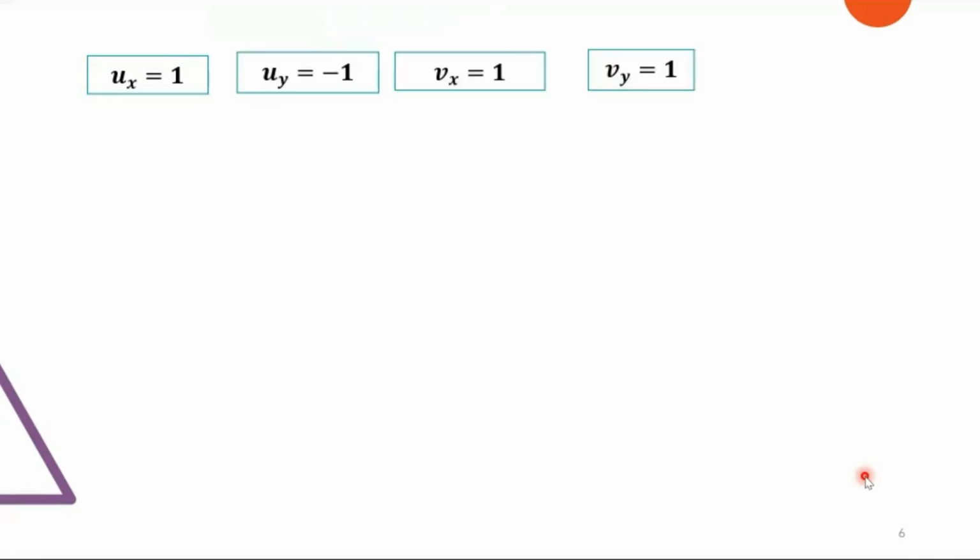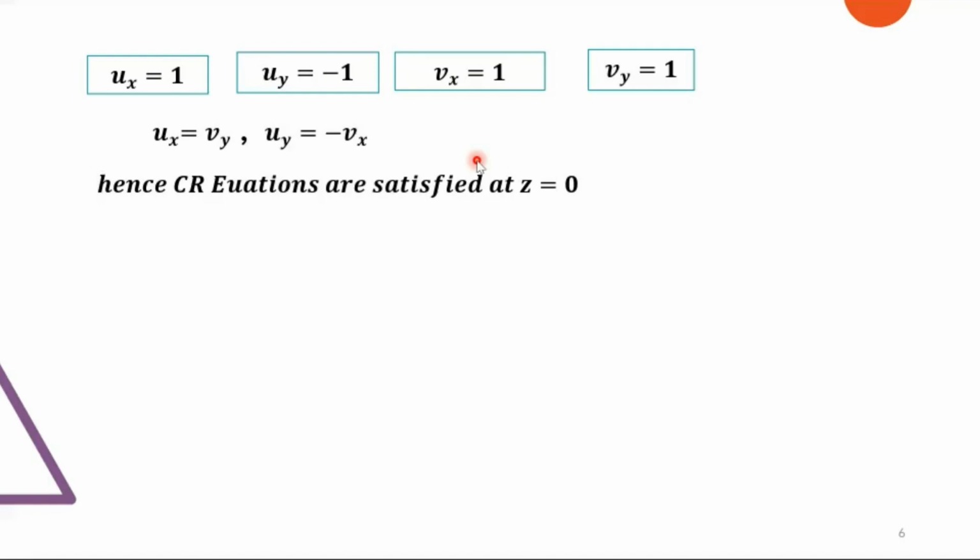So we have ux is 1 and uy is -1. So ux is equal to vy and uy is equal to -vx. The CR equations are satisfied. Okay, this we have to calculate at a particular point, not at all the points. Yes, it is satisfied. Correct. So CR equations are satisfied at z equal to 0 only. Okay, not at all the points, but it is satisfied at z equal to 0.